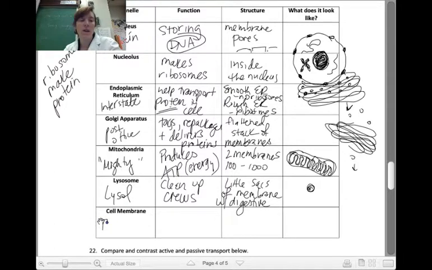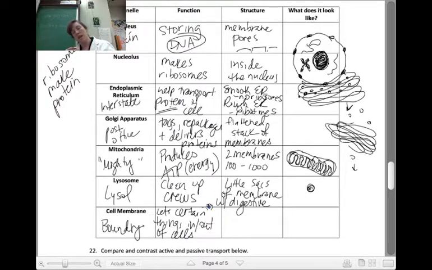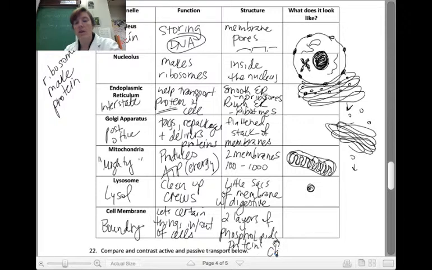And then lastly, we have the boundary, cell membrane. Cell membrane is important because it lets certain things in and out of cells. And it acts as a border for keeping all the cell stuff in and all the rest of the stuff out of the cell. And it has a very specific structure. So it's 2 layers of phospholipids. And then proteins, and then cholesterol.